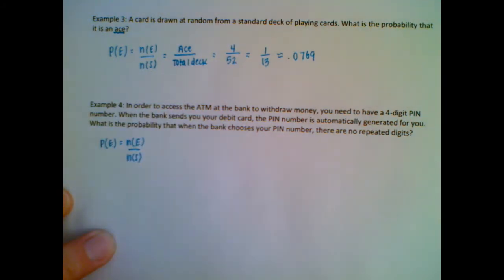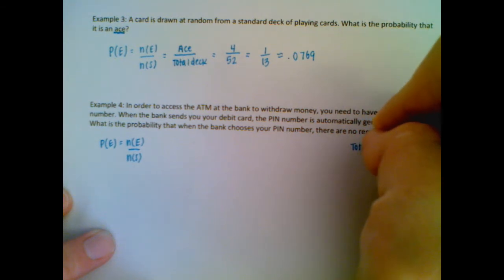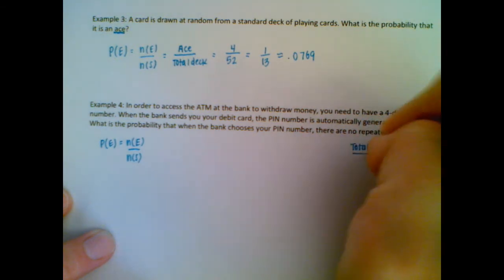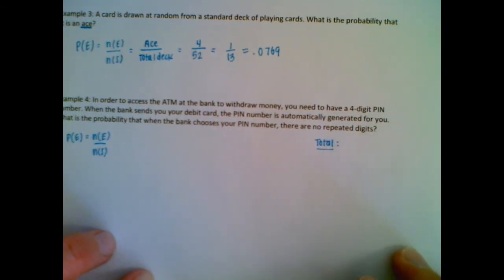And I'm going to do my work over here just to show you what this means. So I'm going to start with N of S first, because that's a little bit easier for me to start with a lot of times. So I'm going to say this is going to be my total, or my sample space over here. And I basically want to ask myself, well, what are the total amount of outcomes that I could have?